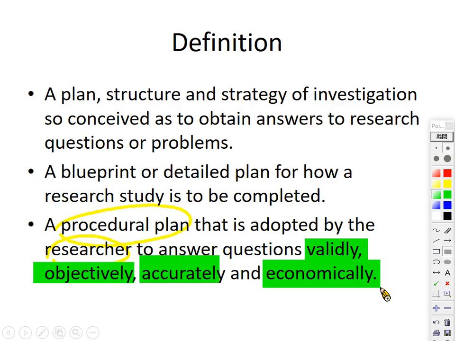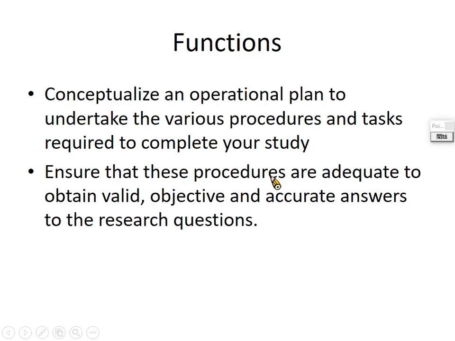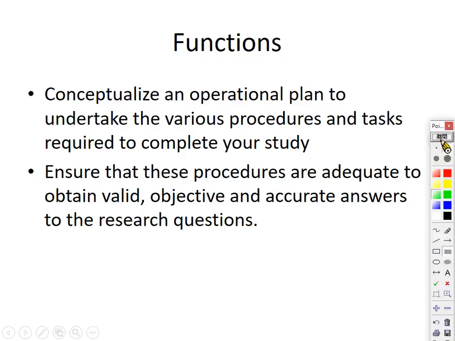Okay, so we keep in mind, this is the procedural plan. It's a blueprint. It helps us to validly, objectively, accurately, and economically collect data that we need to answer our research questions and fulfill our research purpose. Very simple, right? Okay, all that said is still very confusing. Very confusing, but it's okay. Later I will give you a very clear idea.